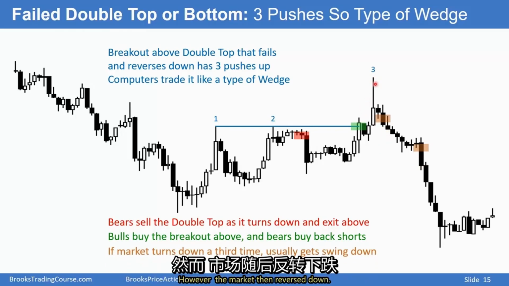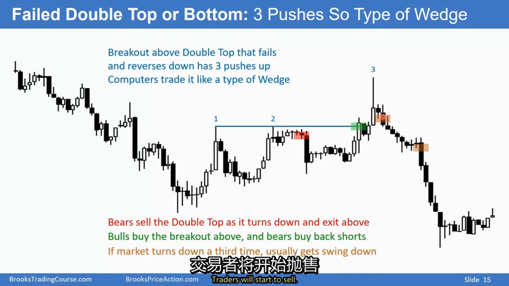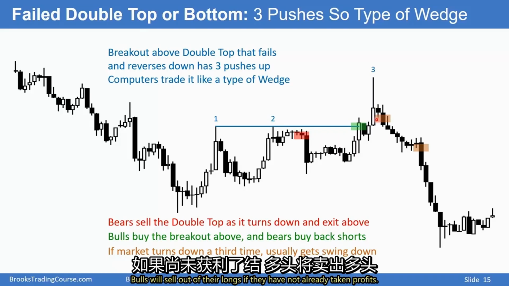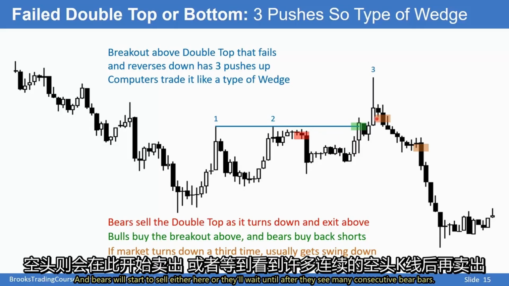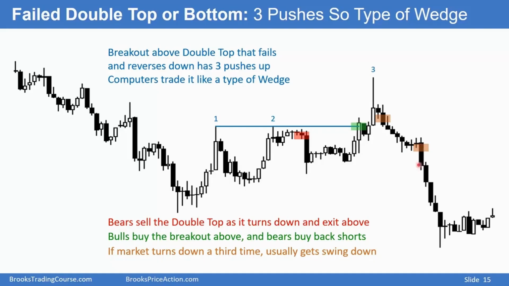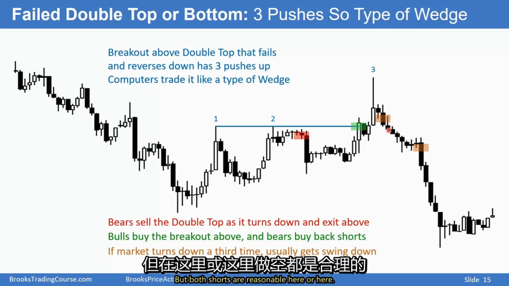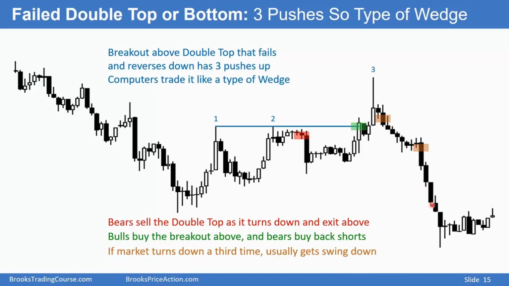However, the market then reversed down, a big tail, and now a bear bar. Traders will start to sell. Bulls will sell out of their longs if they have not already taken profits, and bears will start to sell either here, or they'll wait until after they see many consecutive bear bars, and now we have a low 2 bear flag. Low 1 below this bar, low 2 below that bar, and they'll sell here. Higher probability selling after you see 3, 4, or 5 bear bars after the reversal down, but both shorts are reasonable here, or selling closes on the way down here.